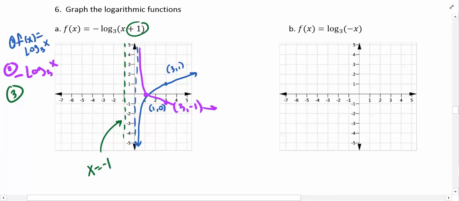And then take each of your purple dots and move it to the left 1 unit. And then you'd have come down, and it would look something like that.